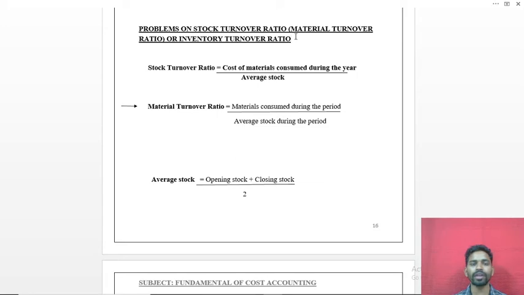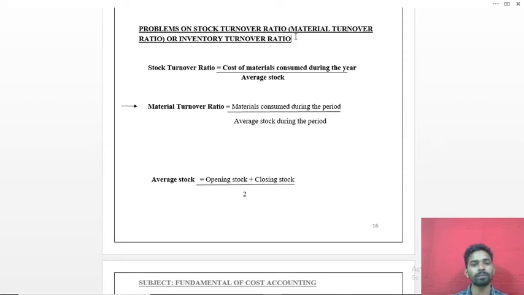The remaining techniques are the economic order quantity, the stock turnover ratio, the LIFO method, and the FIFO method. We will solve these one by one. So now we will see the problems on the stock turnover ratio.